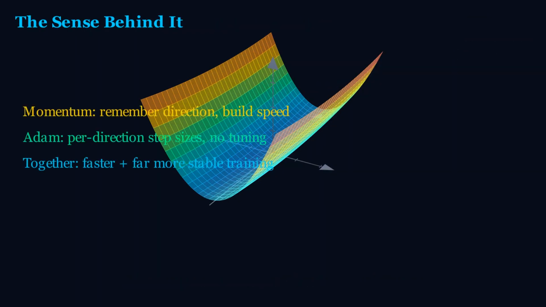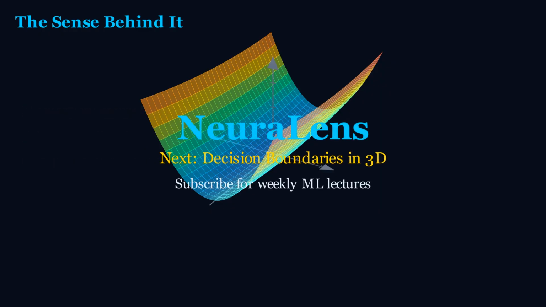So the intuition behind it is simple. Momentum remembers where you were going and builds speed. Adam adds per-direction step sizes, so no single dimension dominates. Together they make training faster and far more stable. Plain gradient descent is the foundation, but momentum and Adam are what make modern deep learning practical.